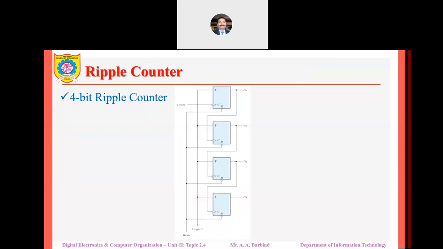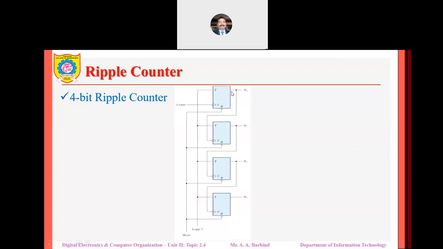This is the diagram for the ripple counter, particularly the 4-bit ripple counter. This particular ripple counter uses 4 T flip-flops, that is 4 toggle flip-flops. The first flip-flop is given the clock pulse, or the pulses to be counted are given as the clock input to the first flip-flop.